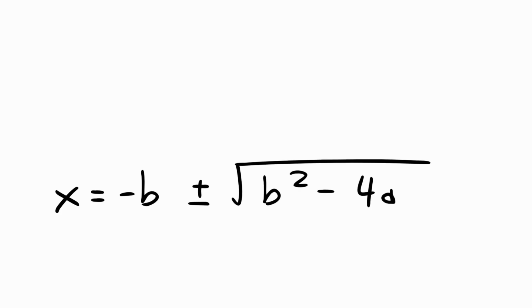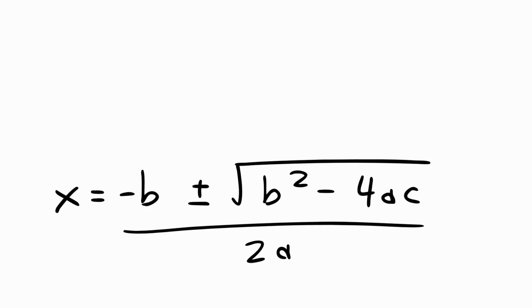X equals negative b plus or minus square root of b squared minus 4ac, over 2a.